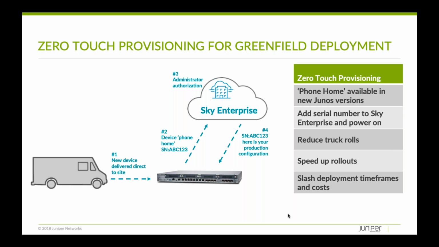Then the device is powered on. It automatically calls home to Juniper. The serial number is matched in Sky Enterprise, and the configuration is pushed down to the device.